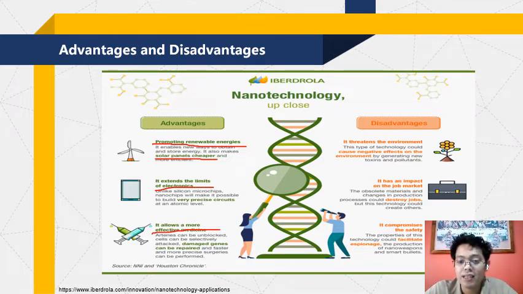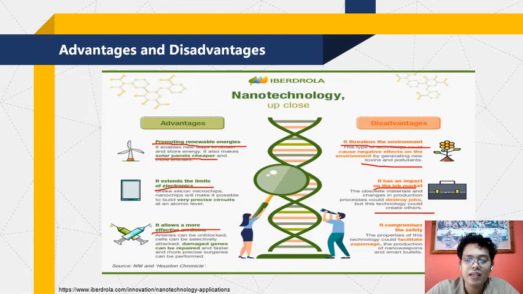What about its disadvantages? So it threatens the environment. This type of technology could cause negative effects on the environment by generating new toxins and pollutants. It has an impact on the job market as well. The obsolete materials and changes in production processes could destroy jobs, but this technology could create others. And then lastly, it compromises the safety because the properties of this technology could facilitate espionage, the production of new nano weapons, and smart bullets as well.